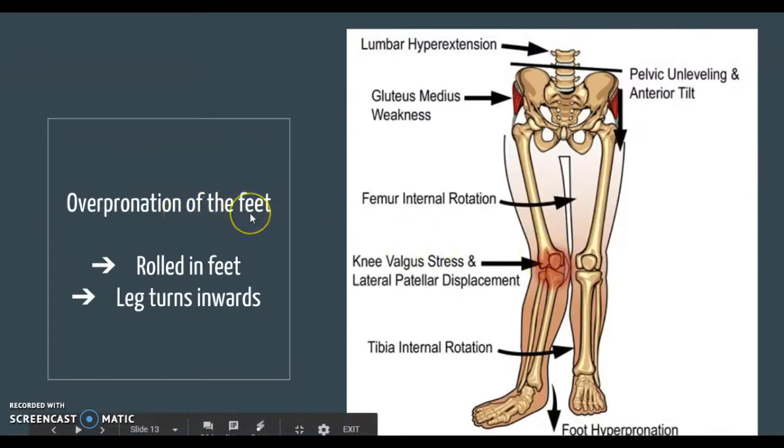Overpronation of the feet is another pre-existing condition. This happens when the foot is rolled in too much while standing or running, which shifts the weight to the inside of the sole, causing the leg to turn inwards. This puts pressure on the knee joint and is another factor of patellar dislocation.